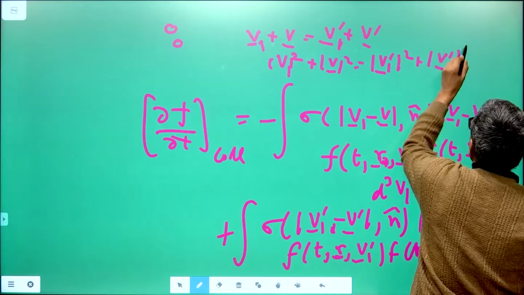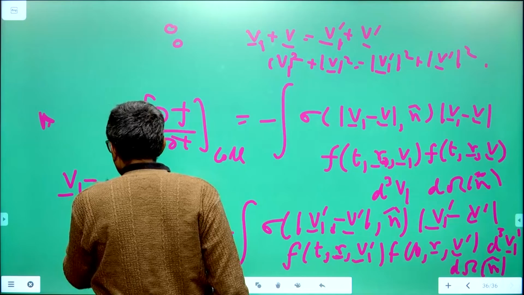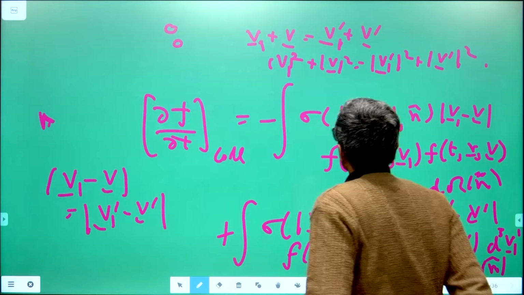From these two equations, you can show very easily that the relative velocity is invariant under the collision. That is, v1 − v becomes the same as v1 prime − v prime. These two are the same, by manipulating these two equations, namely the equations of conservation of momentum and energy.